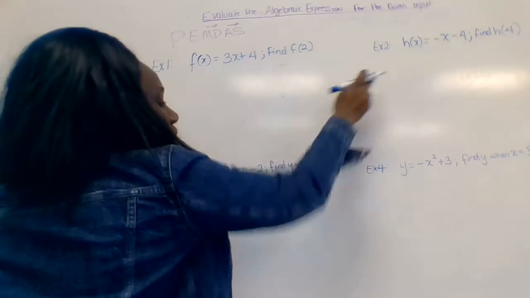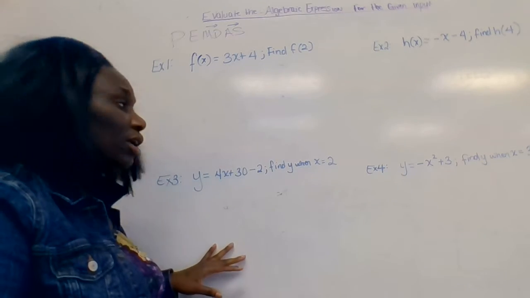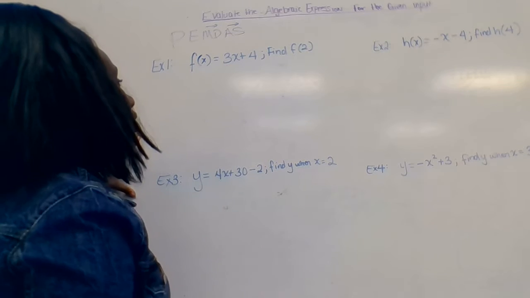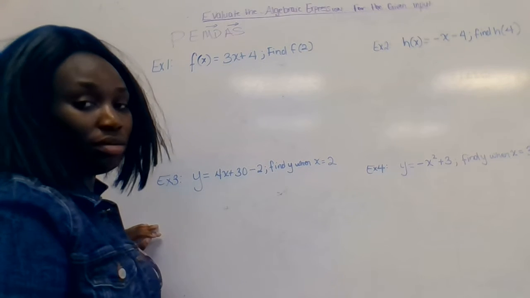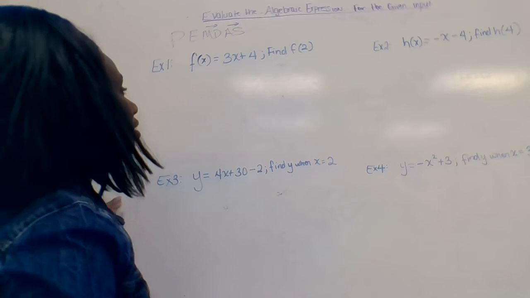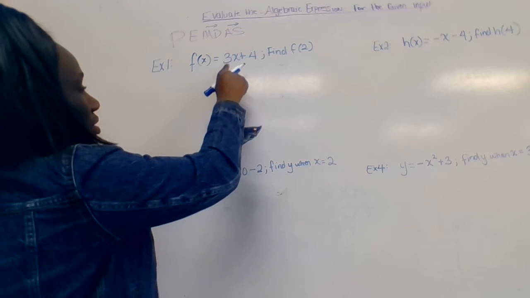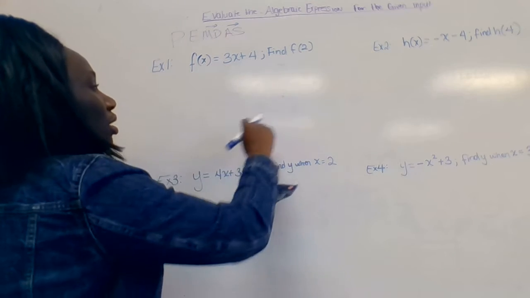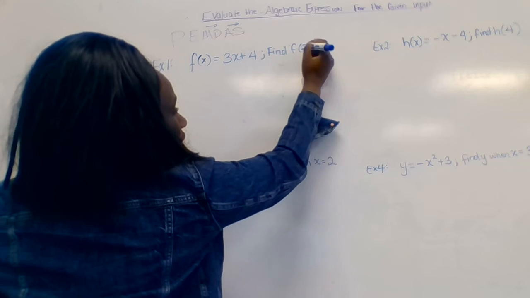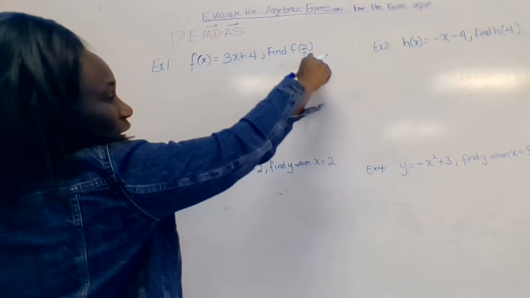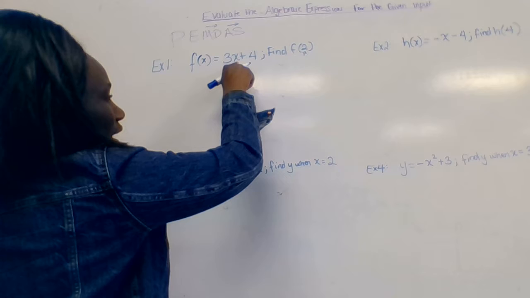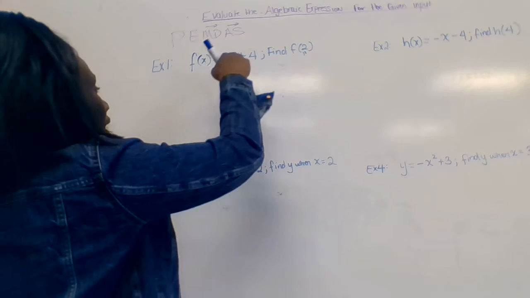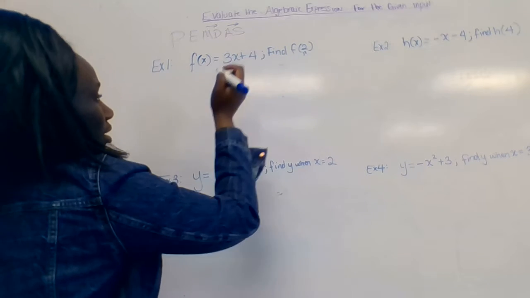So here we have 4 examples, and we will go through them, evaluating to find out what our output value is for these equations. So we have first f of x is equal to 3x plus 4. Find f of 2. When I see 2 in here, that means that I have to put in 2 for everything that has x, because this tells me f of x. So everywhere I see x, I'll put in 2 just like they did in there.